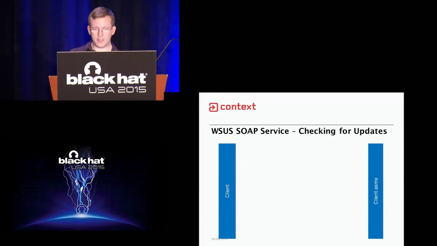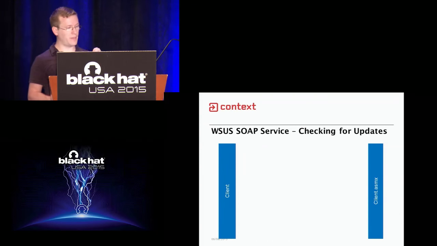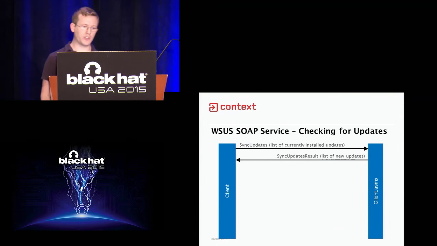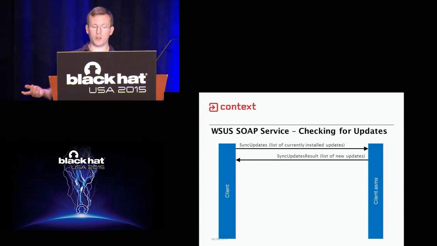So the really interesting stuff is what happens next. What happens when a computer actually checks for updates? So first of all, there's a call to a method called sync updates. And with that, the client sends a list of all the update IDs that it's got installed. So on a typical Windows 7 machine, there'll be a few hundred update IDs there. And then the server responds with what new updates there are, if any.